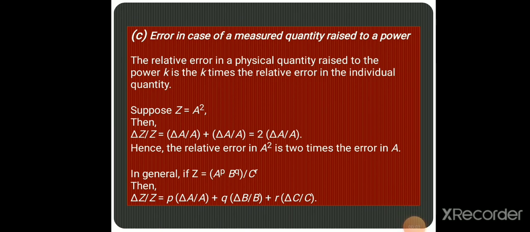In general, if Z is of the form A raised to P, B raised to Q, divided by C raised to R, then delta Z by Z can be written as P times delta A by A plus Q times delta B by B plus R times delta C by C, since the combination of errors is the same in the case of multiplication and division.